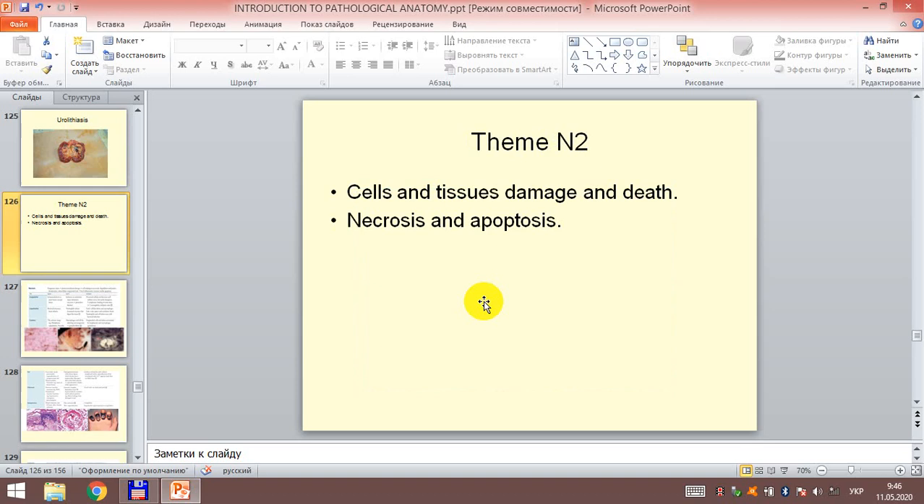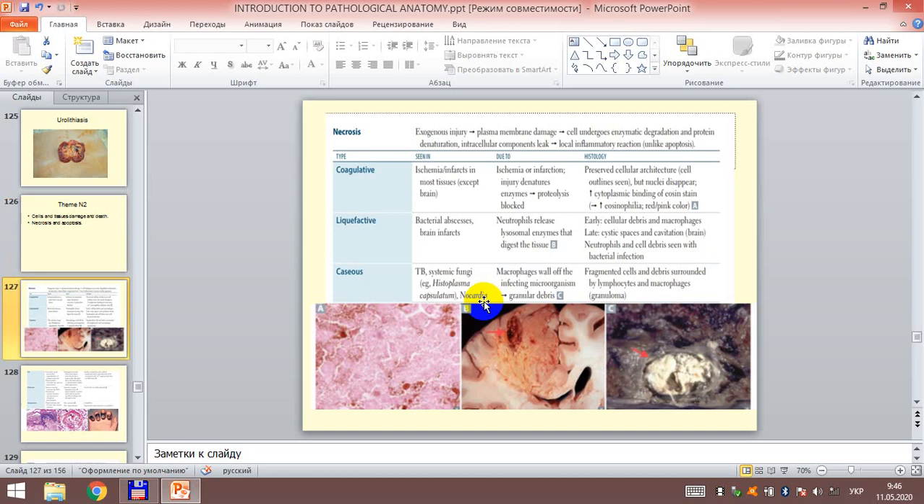The next part of our lecture will discuss cell and tissue damage and death, necrosis and apoptosis. This topic is presented in one book, and you can read any information about it in this book. For example, necrosis is an exogenous injury with plasma membrane damage; the cell undergoes enzymatic degradation and protein denaturation, intracellular components leak, and a local inflammatory reaction develops, unlike apoptosis.